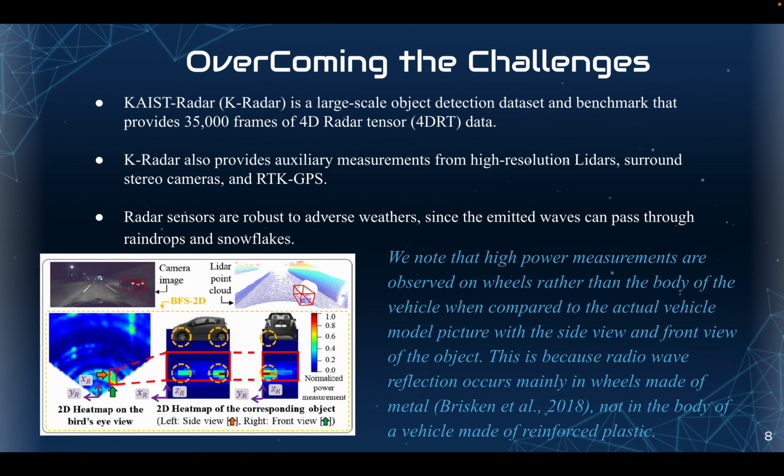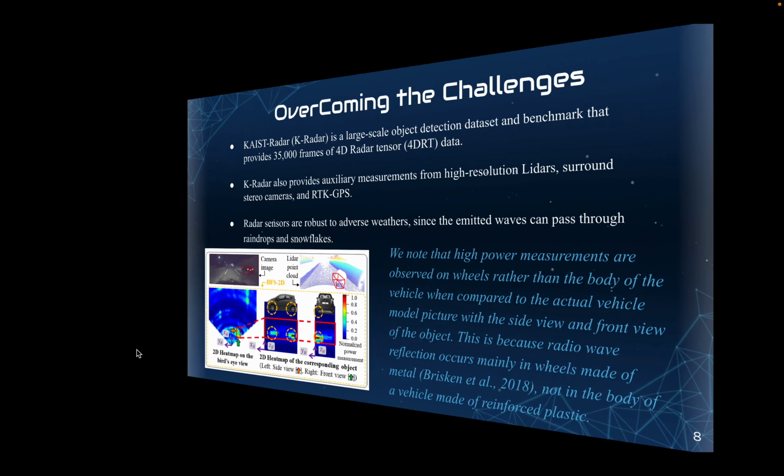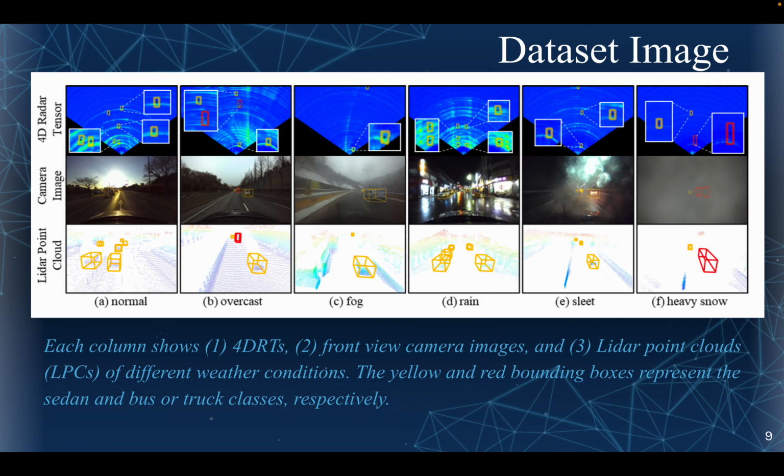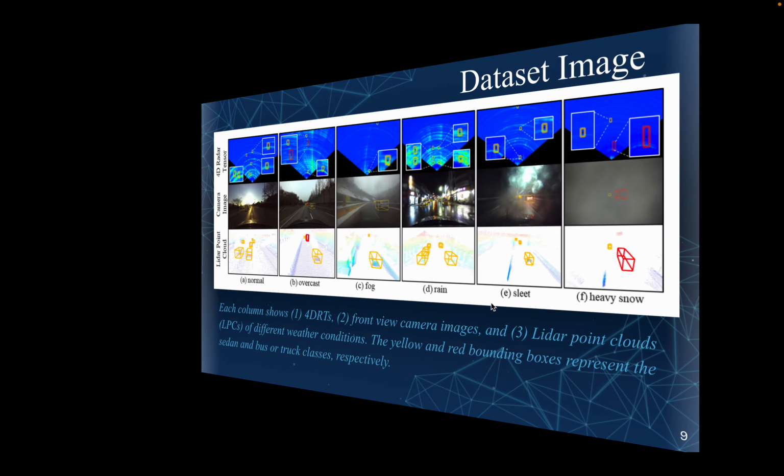Here we are introducing the KAIST-Radar system. The radar sensors emit waves, and since they emit waves, they can easily pass through raindrops or snowflakes. So if we are driving in heavy snow, fog, or rain, it doesn't affect the sensors. Here you can see the 2D heat map of the front part of the car. This is our database. There are basically 35,000 such 4D tensor images in various conditions such as overcast, fog, rain, or heavy snow.